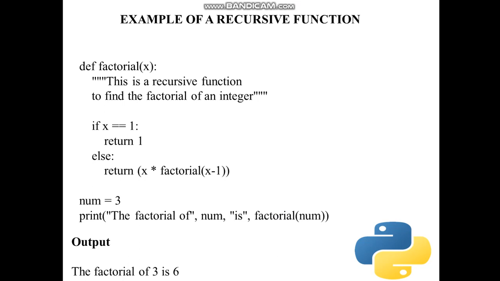For example, see, I am writing a factorial code. I am taking if x equals 1, return 1, else return x into factorial of x minus 1. So I am calling this factorial function inside that same function only. So it will call the function recursively and it will generate the factorial of the number. Okay, clear?